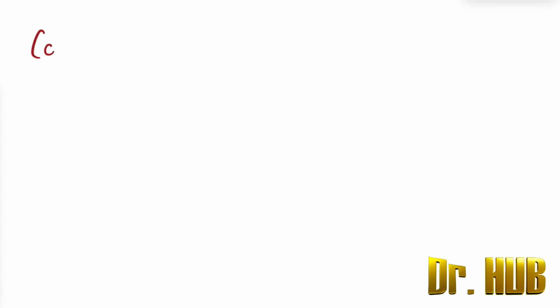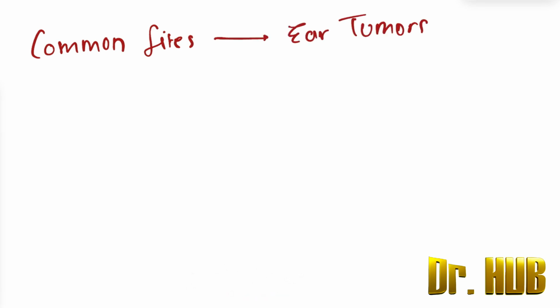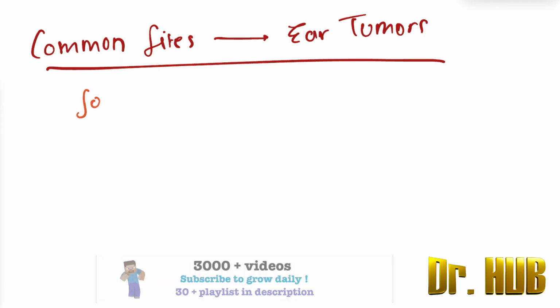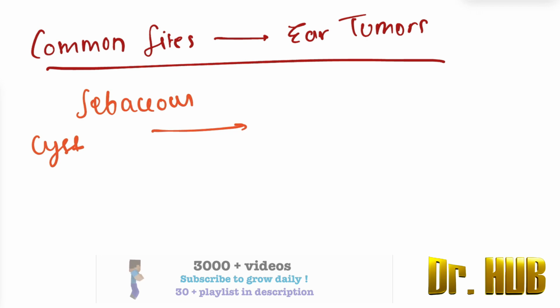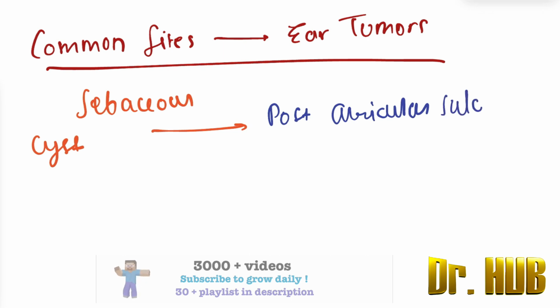Dr. Hub. Today we'll look at the common sites in case of the ear tumors. So first we'll be looking at the sebaceous cyst. The sebaceous cyst, the common site is the post-auricular sulcus.